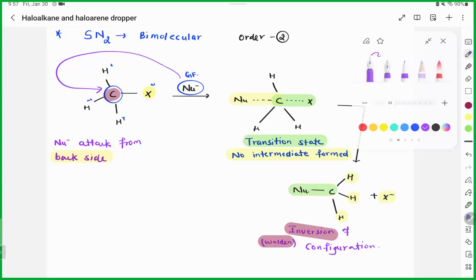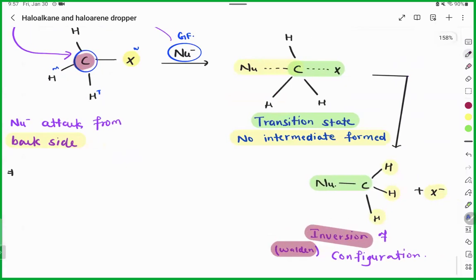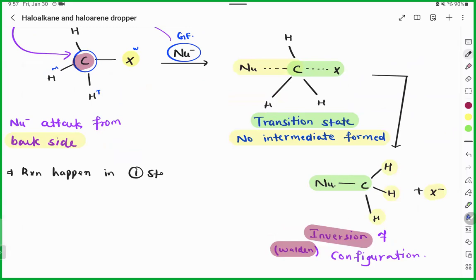We have to add some important points. All these happen simultaneously in one step. So the reaction happens in one step, and this point is important, because in the next one, SN1, we will have two steps. Here there is only one.